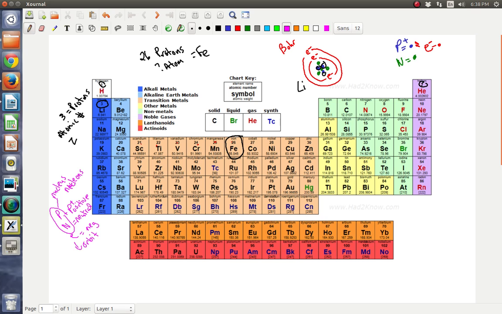All right, now let's talk about what isotopes would be then. Isotopes are atoms where there's a different number of neutrons in the nucleus, but the same exact number of protons.